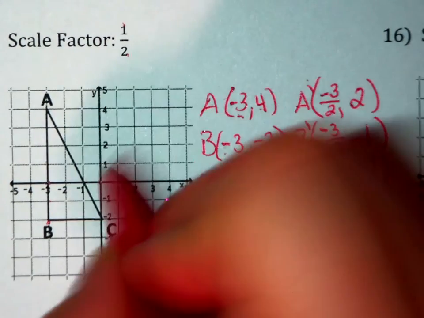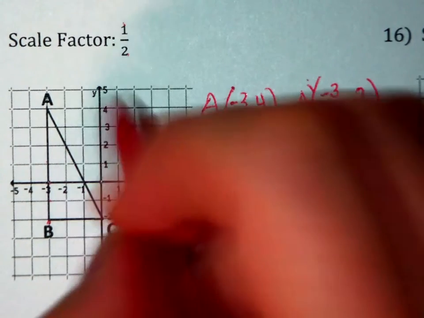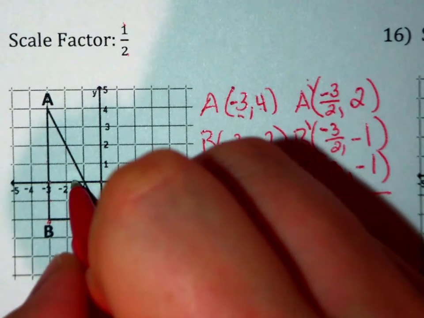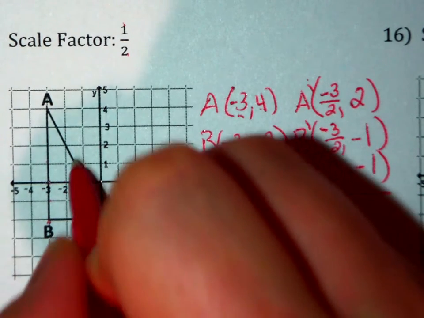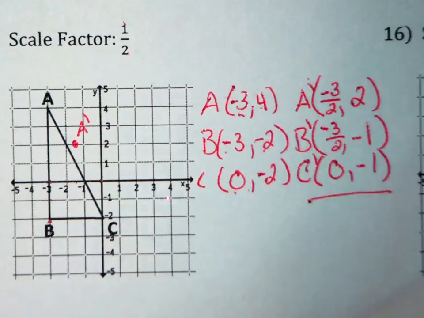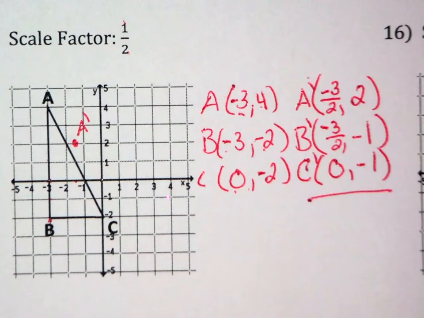So I would graph them on the line. Negative 3 over 2 is negative 1.5. So negative 1.5, up 2. That's the value of my A prime, and I want to remember to graph that and label it on my graph.